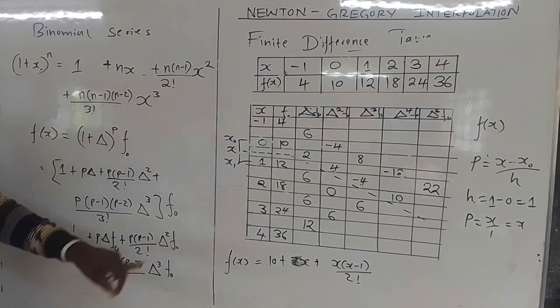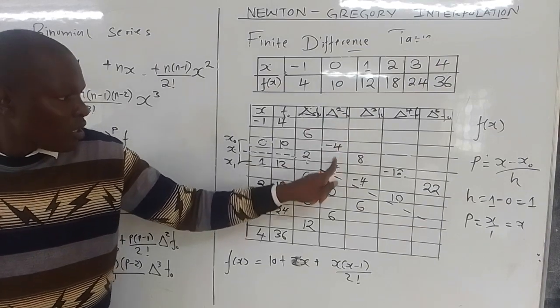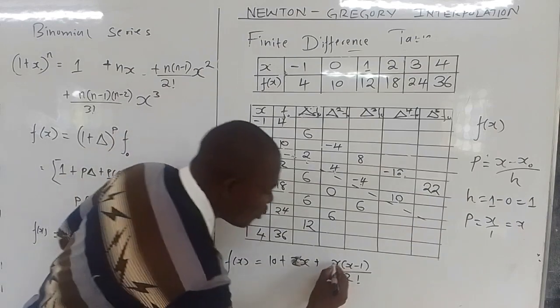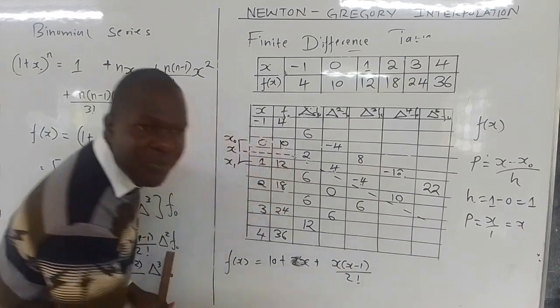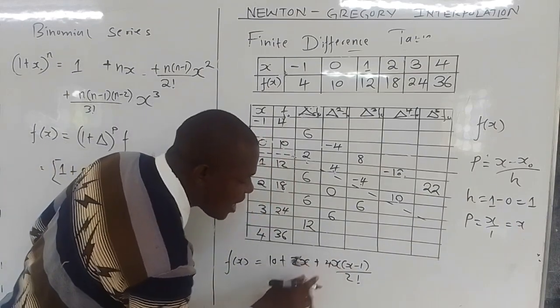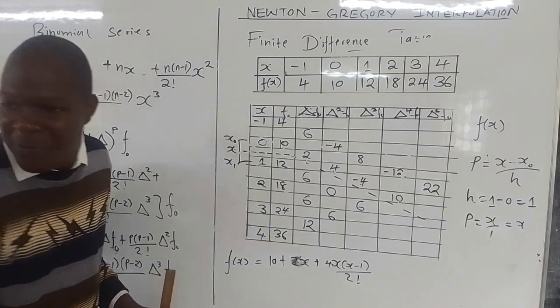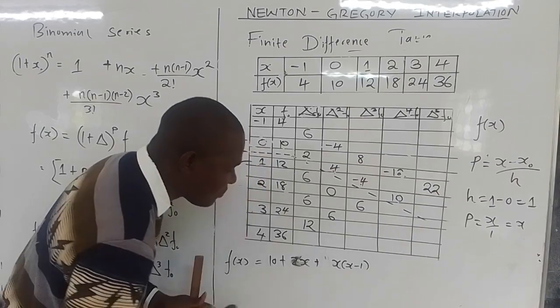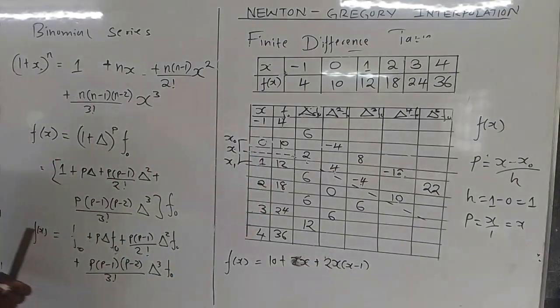Then delta squared f. What is your delta squared f naught? In your line, where do you have it? 4. So it means there's 4 here. So what is 4 over 2 factorial? When you simplify, you get 2. Are you getting that? You move to the next one.